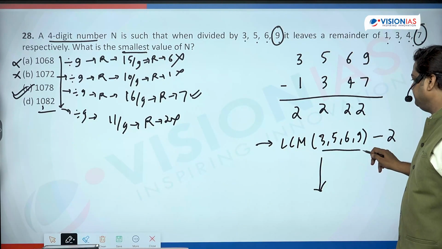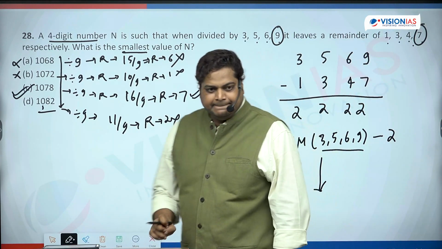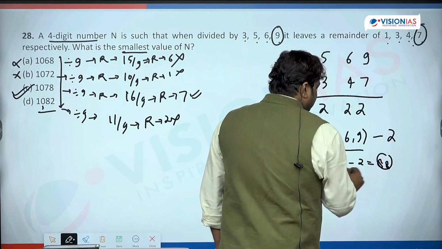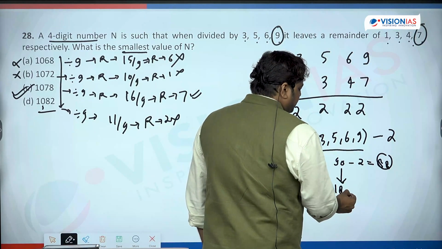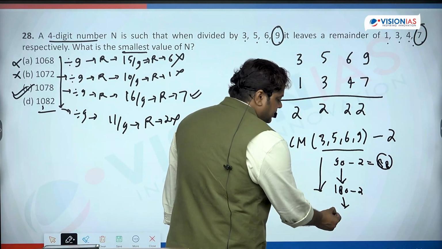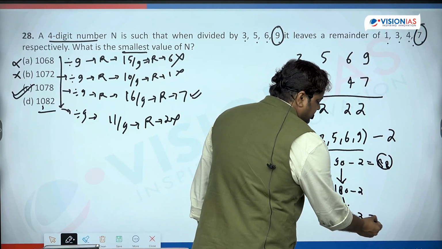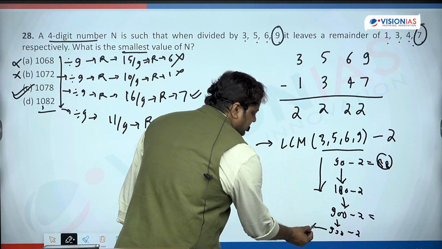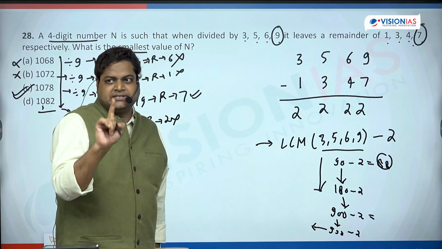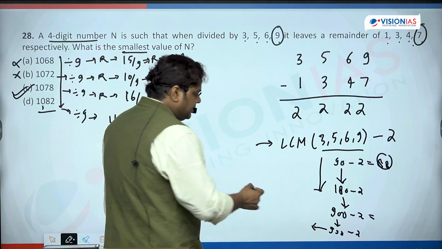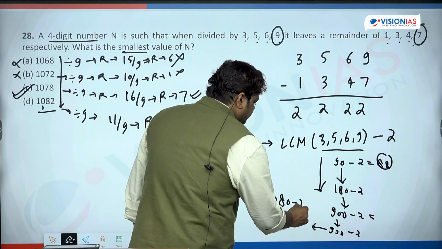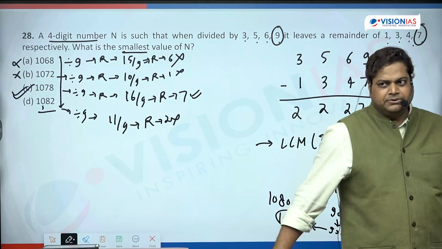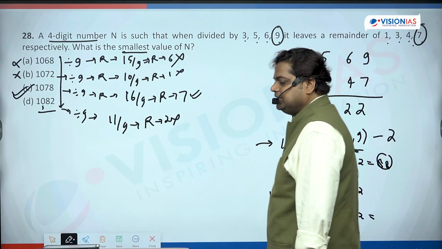Like what LCM we are getting here? 3, 5, 6, 9, 90. We are getting the LCM 90. So 90 minus 2, 88. This way we need to go further. The second number is what? 90 into 2. This way further, 90 into 10, 900 minus 2. Further, 990 minus 2. Further, after 990, the next number is what? Which will be the first 4-digit number. 90 add करेंगे, कितना आ जाएगा? 1080 minus 2. Then also we are getting the same answer. By this approach or that approach. Done? Next.